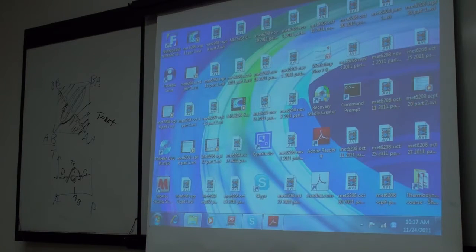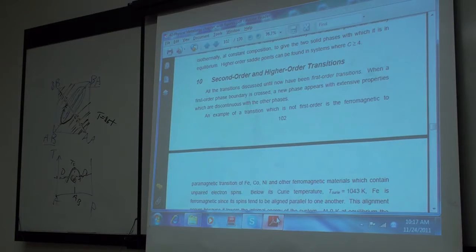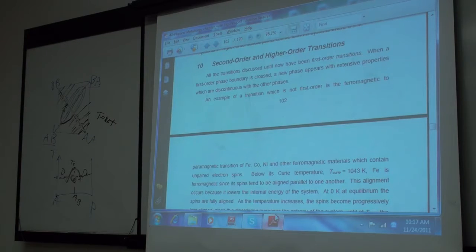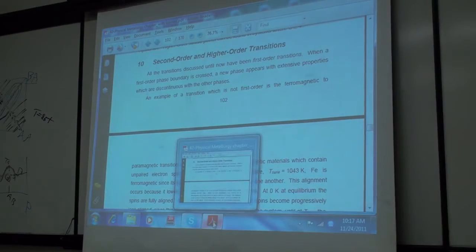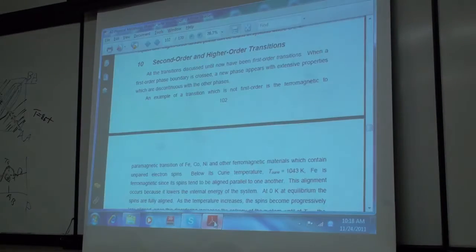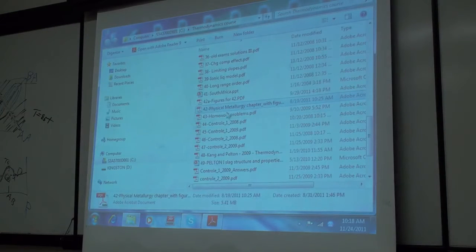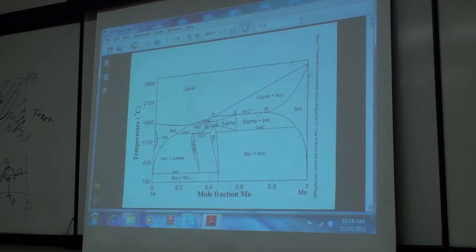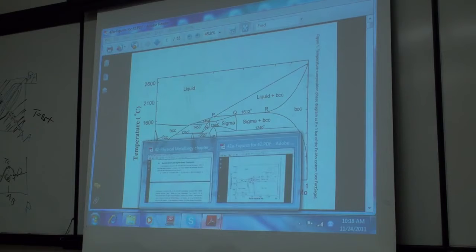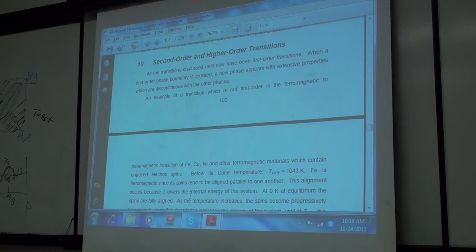Okay, now I'm going to go way back to the book chapter that we used at the beginning of the course with all the thermodynamics and phase diagrams, and I'm going to go back to section 10 of that chapter, which is higher order transitions. All the transitions discussed in the book up till now were first order transitions.